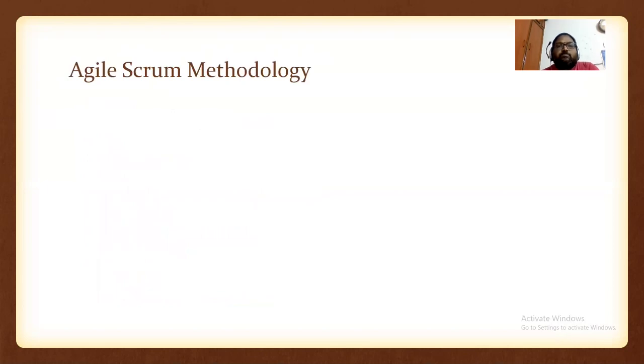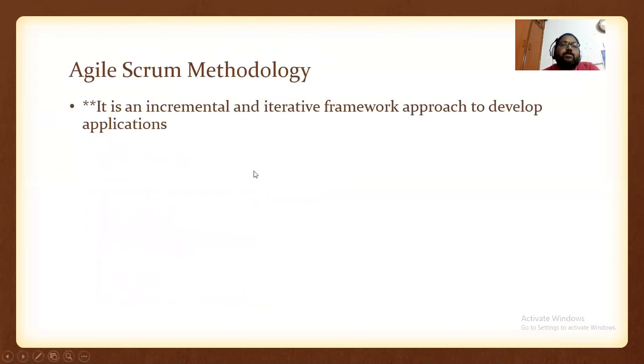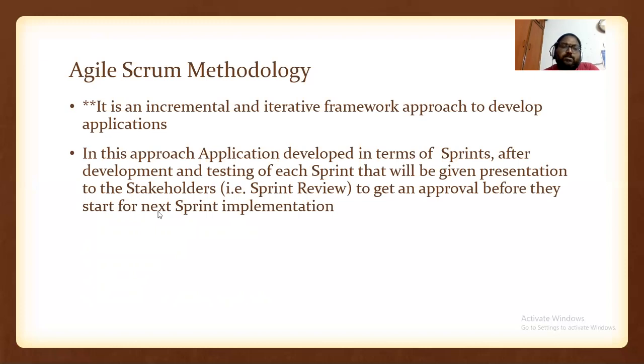Now, Agile Scrum methodology. Whenever we talk about Agile Scrum methodology, we can say straight away that it is an incremental and iterative framework approach to develop applications. In this approach, applications are developed in terms of sprints. They won't take all the requirements, or the whole system, or even an entire module.